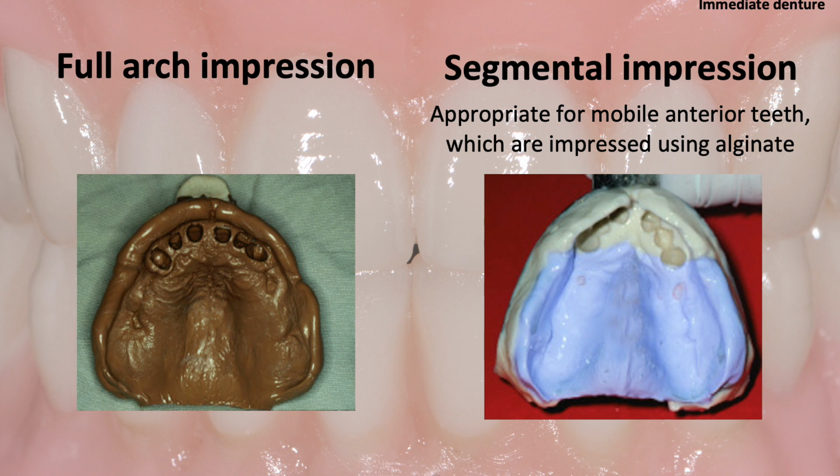So you may consider making a segmental impression where you have the posterior made with a VPS impression material, which may be a little bit more rigid than something like alginate, which you would use then for the anterior teeth. So the impression techniques, you don't use it just because you have mobile teeth, but again, you're trying to be consistent with your surgical treatment plan, whether you extract in sequences or all of them at once.